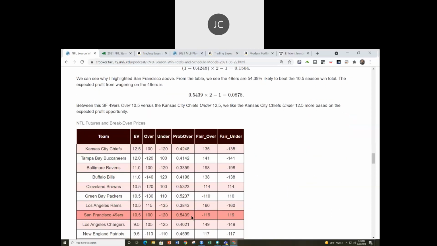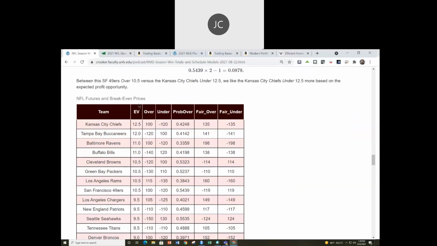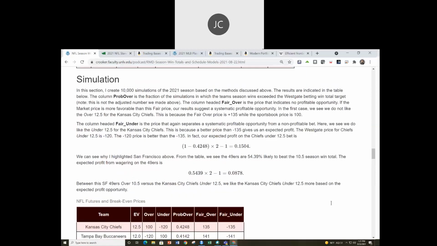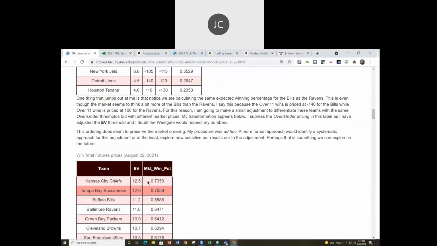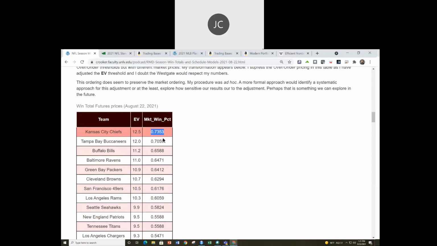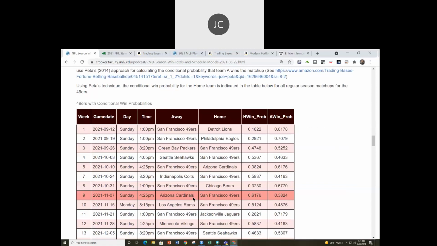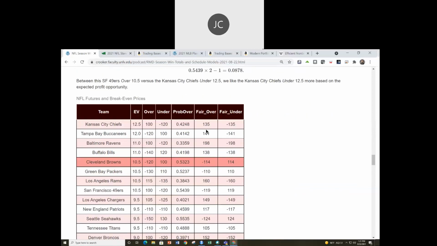Based on these 10,000 simulations, I've repeated the expected win total from the market at the Westgate, the over/under prices, and these three columns to the end are based on the simulation. This is the probability that the Chiefs win more than 12 and a half games. We can see we only expect the Chiefs to win more than 12 and a half about 42.48% of the time. And by the way, even with this adjustment, we definitely have the Chiefs as the best team in the NFL according to my power index. Even with that being the case, I still don't find it likely the Chiefs will win more than 12 and a half.